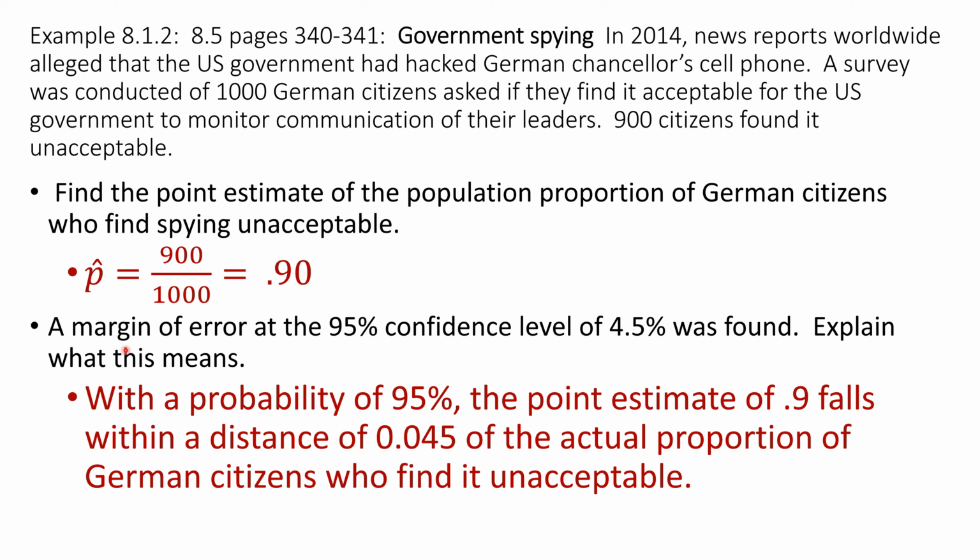Second question, a margin of error at the 95% confidence level of 4.5% was found. Explain what this means. This means that with a probability of 95%, the point estimate of 0.9 falls within a distance of 0.045 of the actual proportion of the German citizens who find it unacceptable.